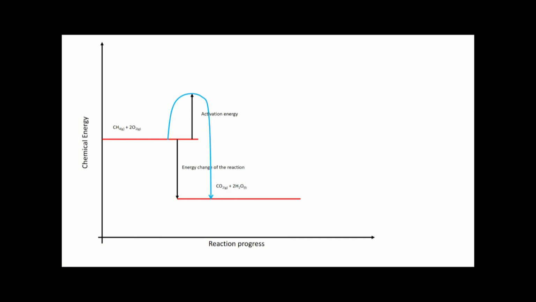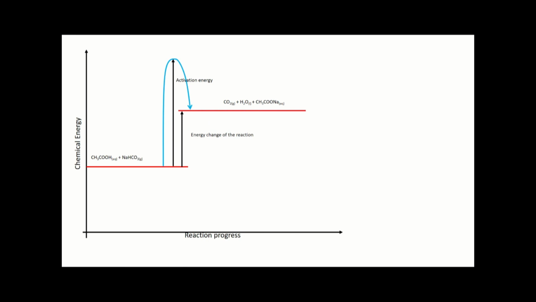So you can see, because I have to put energy in, my blue line is going upwards. And when I get to the point where the reaction starts, it will start coming downwards again. And the activation energy is from the start line, my methane and oxygen, the red line, to the very top of the hump. That is the minimum energy I need to put in to get this reaction to work.